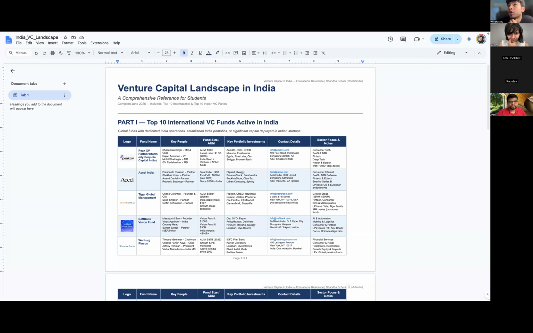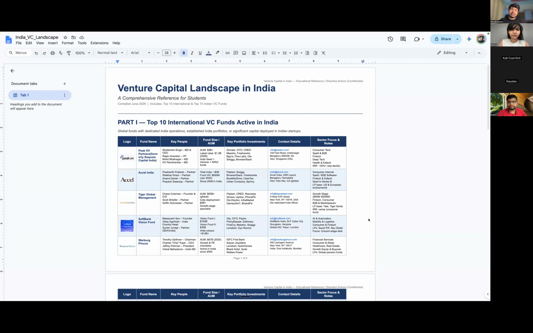You guys see a document called Venture Capital Landscape in India? Perfect, it's visible. Okay, so before we do anything, what I have done here is made a database of all the venture capital funds in India that are active and everything you really need to know about them and how you can reach out. We'll go through this and I'll help you understand it. But before that, let's assume you don't even know what venture capital is and how it works. Let's go completely first principles.